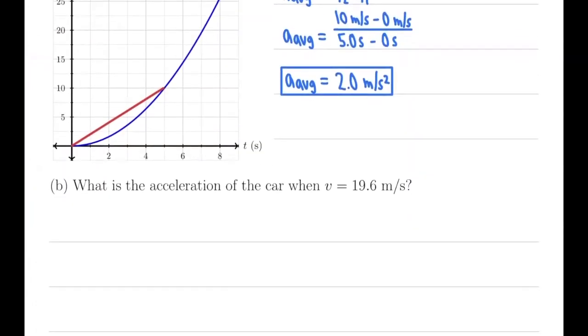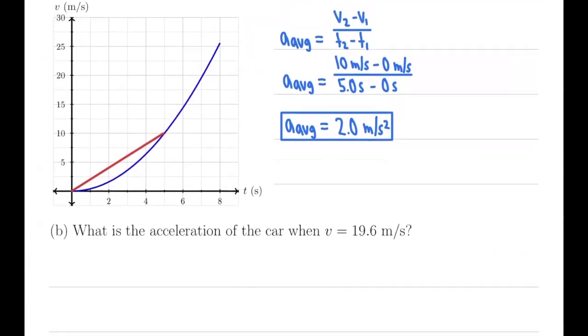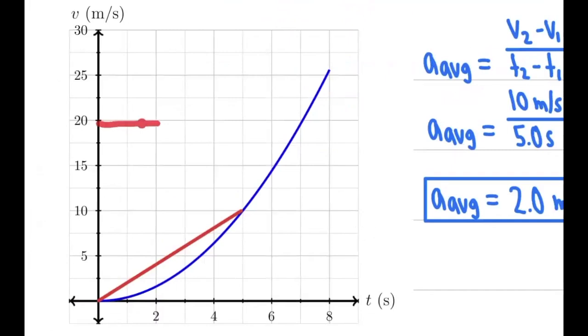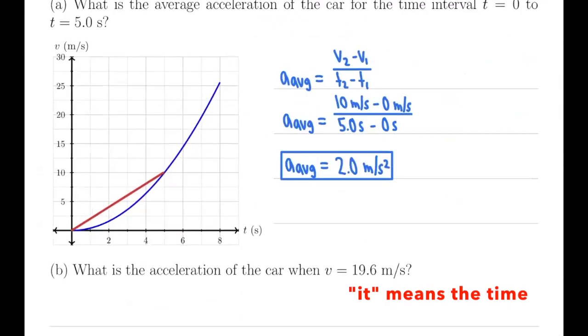Yeah. And now, what is the acceleration of the car when v is 19.6 meters per second? Oh, goody, a calculus problem. Yeah, remember, when I say acceleration, I really mean instantaneous acceleration. So we want the acceleration at the instant v is 19.6. So, like right here. Are we kind of guessing it from the graph, or? We can guess it from the graph, but let's actually find it exactly.